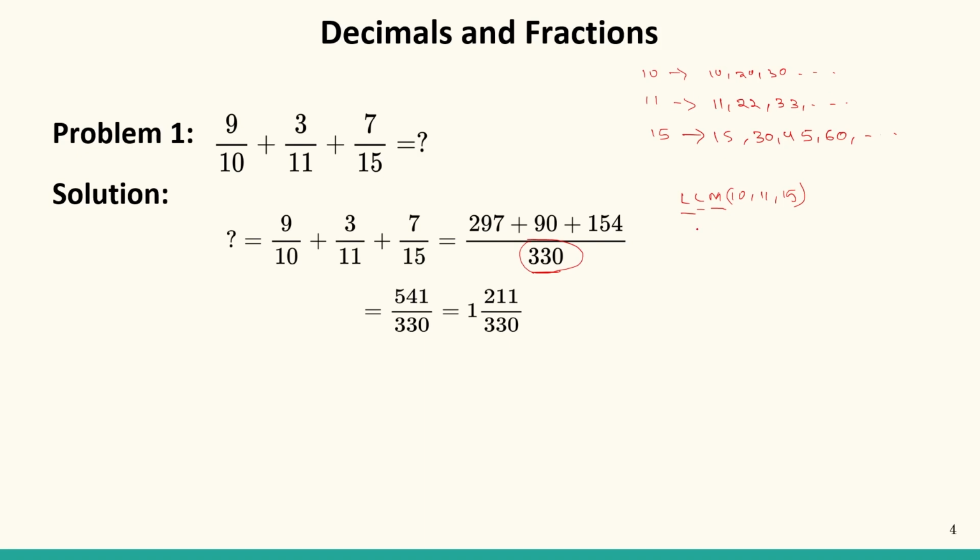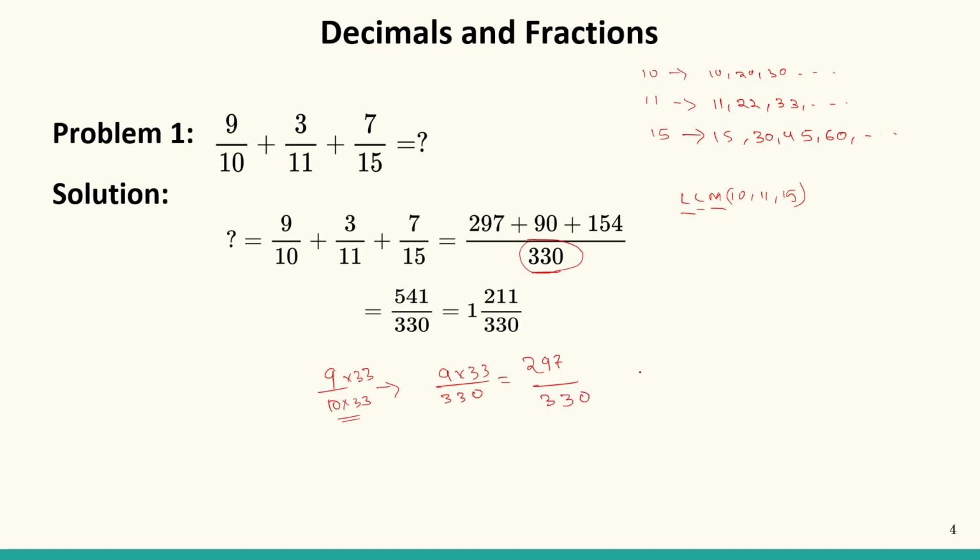You can extend it further and see that 330 is actually the lowest common multiple of 10, 11 and 15. What we did next was, here 9 by 10 was there, right? So we need to convert it to a fraction with denominator 330. How can you do it? You do it by multiplying by 33. Since you have multiplied 33 in the denominator, you multiply the same in the numerator. So 9 into 33, and this becomes 297 by 330.